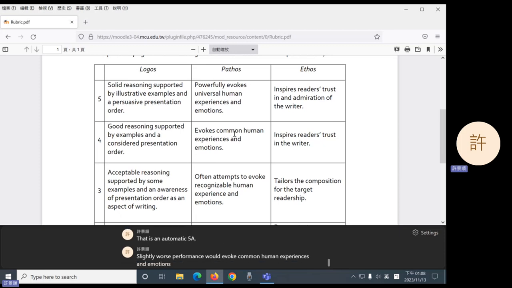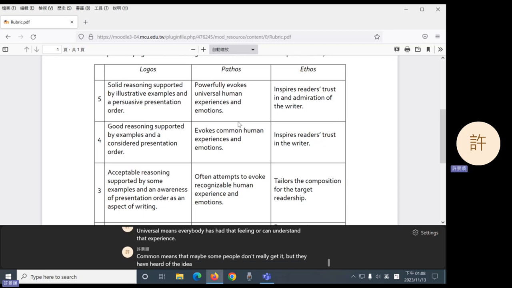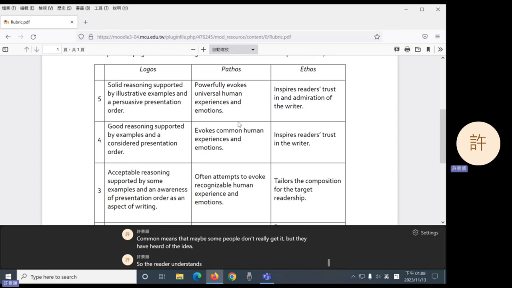What is the difference between universal and common? Universal means everybody has had that feeling or can understand that experience. Common means that maybe some people don't really get it, but they have heard of the idea. So the reader understands what you're saying, but maybe they don't feel it.